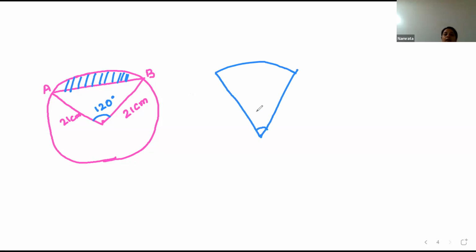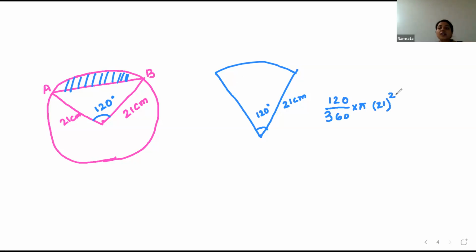Here angle is given as 120. Radius we know already, 21 centimeter. And just now we did one problem related to sector of the circle that says given angle theta. Theta is 120 degree over here. So we will be writing 120 by 360 into pi r square, r is 21 centimeter. This will give the area of the complete sector.